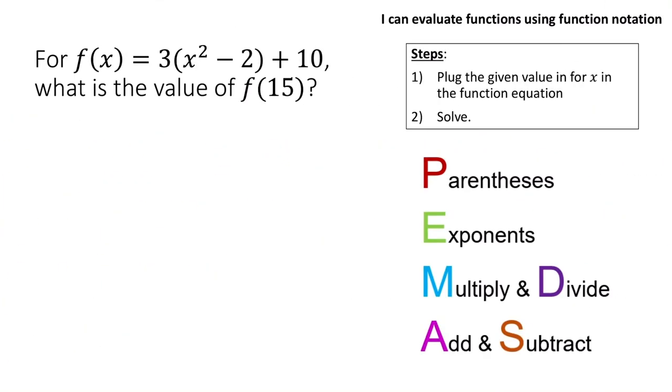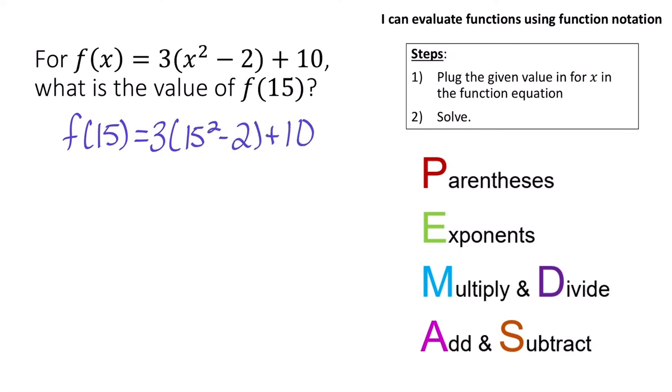So if f of x equals 3 times (x squared minus 2) plus 10, what is the value of f of 15? So let's start off by plugging in 15 for x. So we have 3 times (15 squared minus 2) plus 10. So let's start off with our parentheses. So in this problem, our parentheses tells us 15 squared minus 2. So even within the parentheses, order of operations still applies.